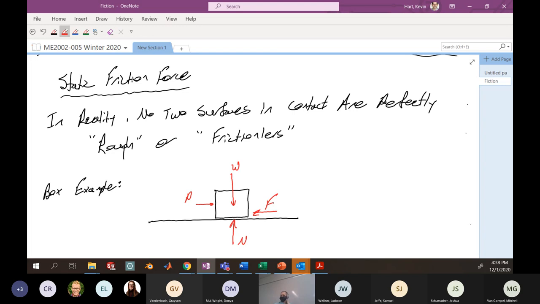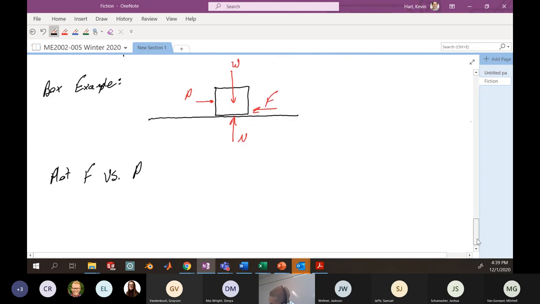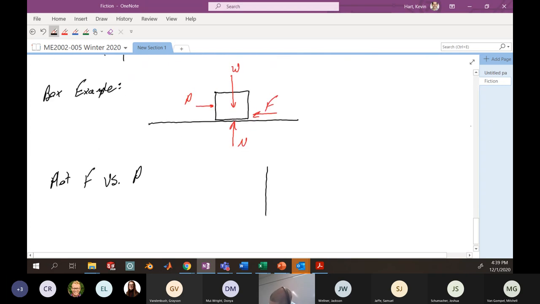Now let's see what would happen if we plotted the value of F as a function of the value of P. So let's talk about this. Plot the frictional force F versus the value of P. So let's make a graph here and talk about that. Okay. So here's my applied horizontal force P. Here's my frictional force, F.